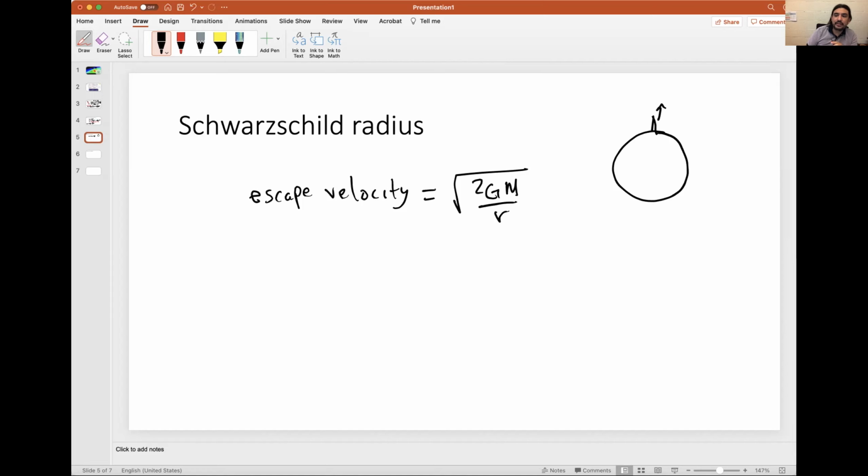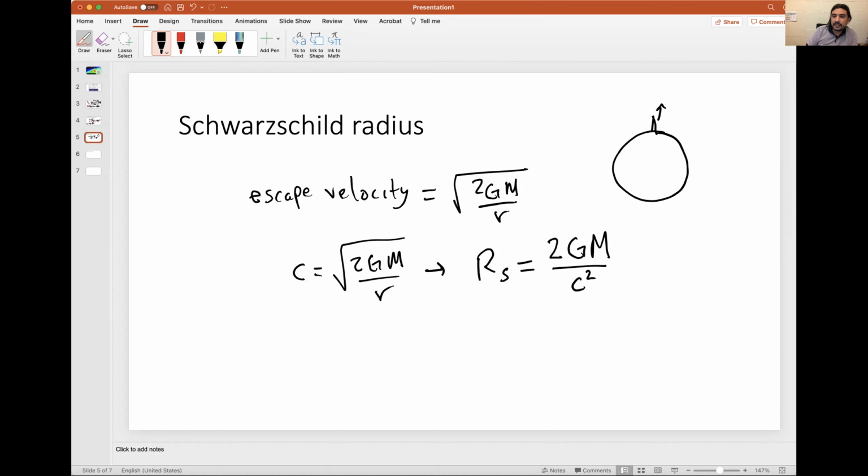So if we set the escape velocity to the speed of light, then we can figure out what is the radius, and this is the Schwarzschild radius for an object that escape velocity needs to be the speed of light. And that becomes 2GM/c². So if we know the mass of the object, we can figure out what is the Schwarzschild radius.